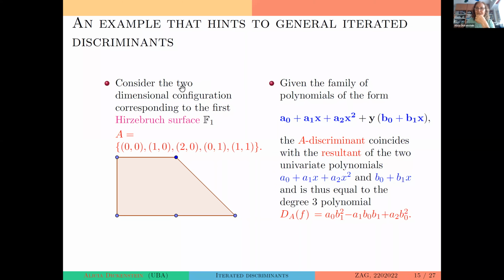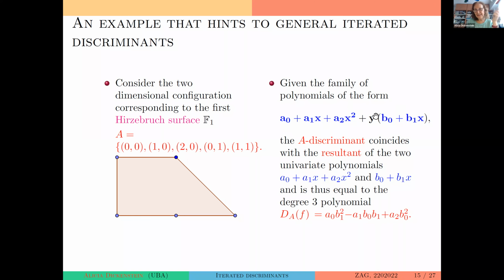Okay, so let's try to generalize. Let me show you two examples. One is what we call the Hirzebruch surface F1. It's not that I call it, it's called like this. So A is the following. There are these 5 points displayed here. And then we consider a family of polynomials with this support. We'll have something here, a coefficient A0, A1, A2 plus y times B0 plus B1x. This is the form of our coefficients.